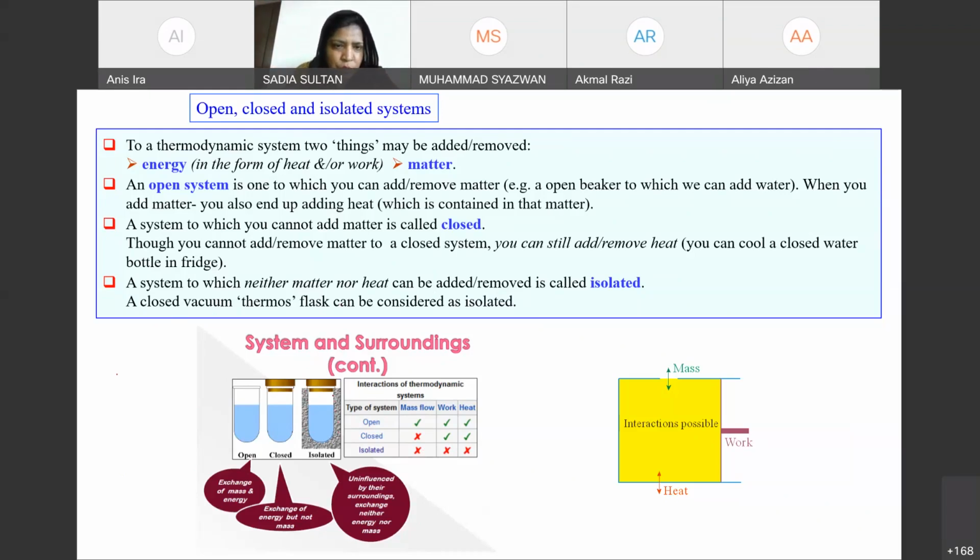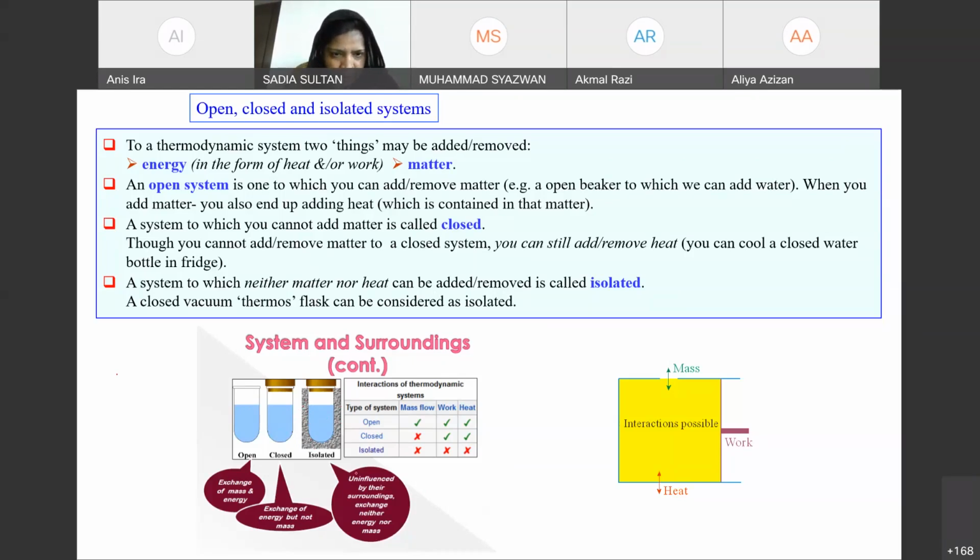So this vacuum helps us. It doesn't allow heat from the outside to enter the flask, or heat from the inside of the flask to go outside. It doesn't allow any heat transfer from inside to outside or outside to inside. That's why the temperature remains the same for this insulated system. The best example is a thermos flask, a closed vacuum thermos flask.